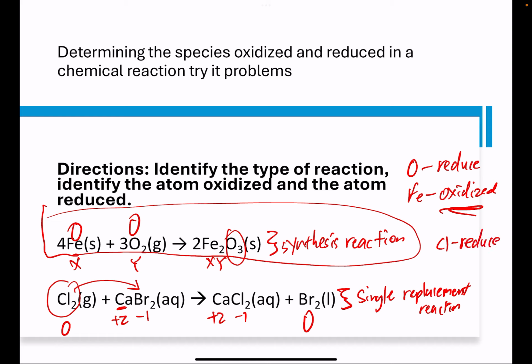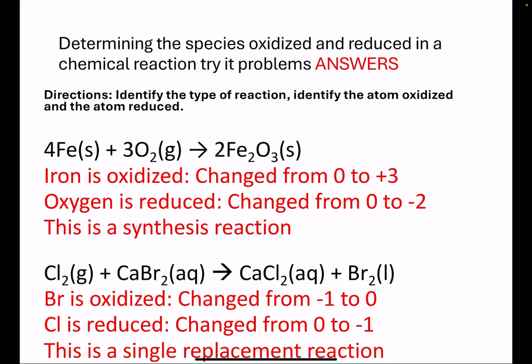And in this case our bromide goes from -1 to 0, so our bromide is being oxidized. Do you notice this one does not include oxygen in there? Oxygen being the one oxidized was the tradition, and they just kept the name ever since. Synthesis, single replacement, iron being oxidized, oxygen being reduced. Yeah, so mention those to get your full credit.